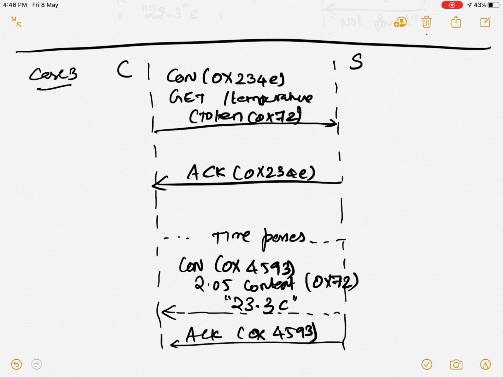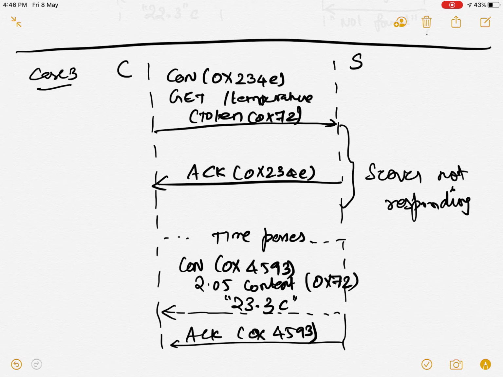So this means that the server is not responding for some time. That means from here to here, the server is not responding. So this is what happens in CoAP. These are the different conditions of the CoAP protocol.